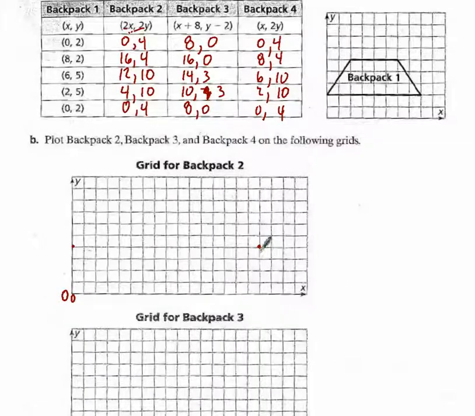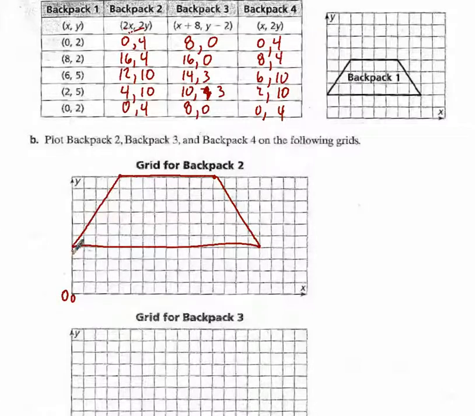So counting backwards from 16, 15, 14, 13, 12, and up 4, 5, 6, 7, 8, 9, 10. 4, comma 10. 1, 2, 3, 4. And again, remember this line is the 0 line. And so then we have our backpack here.